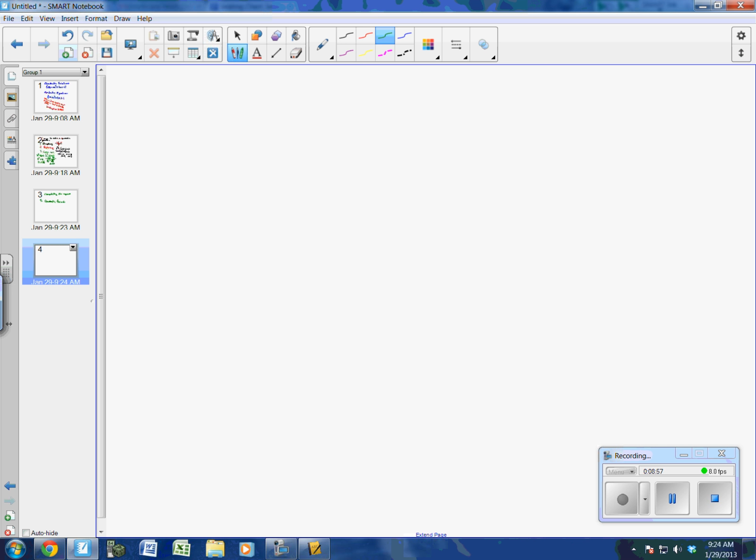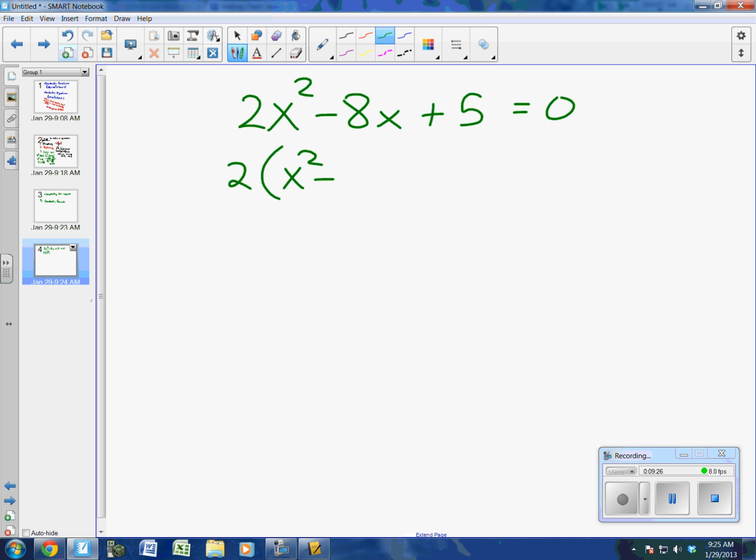Let's say I gave you 2x squared minus 8x plus 5, okay? Let's say we had something like that equals 0. We are going to solve this equation for x. We're going to get x all by itself. And to do that, we are going to take the first two terms and factor out the 2. And at the same time, we're going to subtract the 5 to the other side.